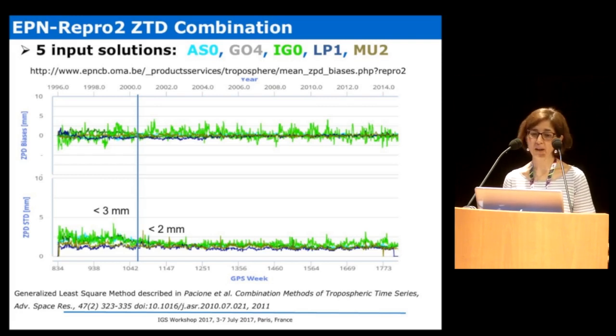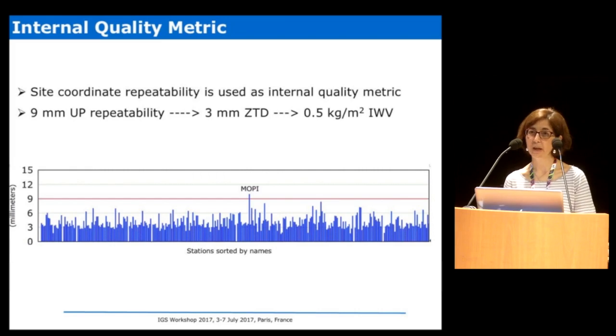As an internal quality metric, we look at the site coordinate repeatability, and this is long-term, and we set up a threshold of 9 millimeters, which is 3 millimeters ZTD, 0.5 kilogram per square meter integrated water vapor. These are all the EPN stations, and on a long-term basis, all the EPN stations except one are below this threshold. But this station, MOPI, is very well documented at the EPN Central Bureau that this station has been several times excluded from the routine combination, from the routine processing, because of bad periods of tracking data.